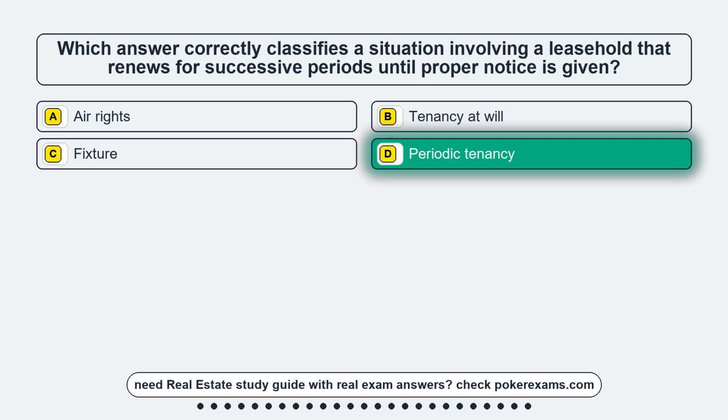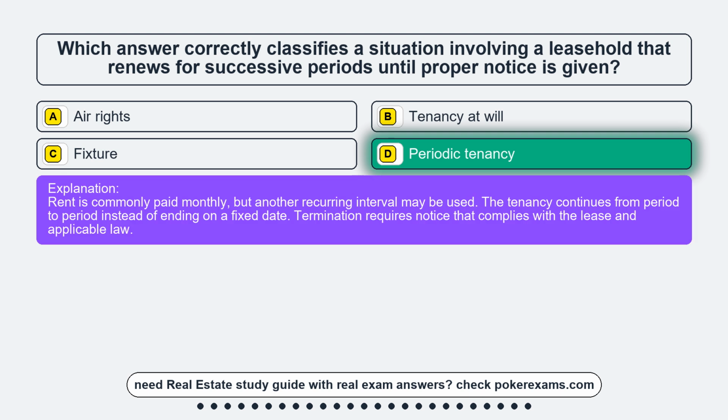Periodic tenancy. Rent is commonly paid monthly, but another recurring interval may be used. The tenancy continues from period to period instead of ending on a fixed date. Termination requires notice that complies with the lease and applicable law.